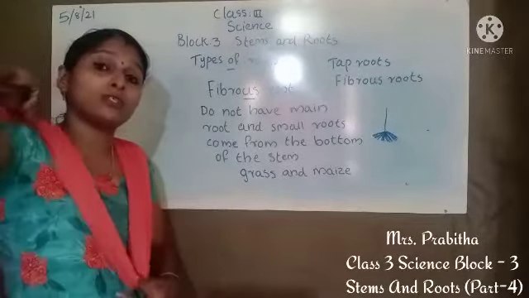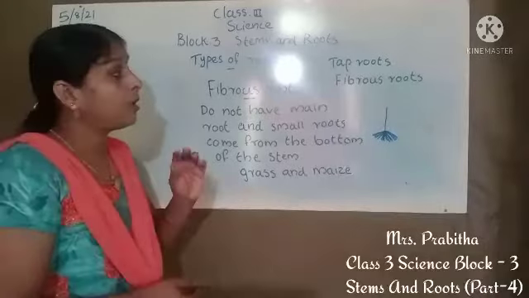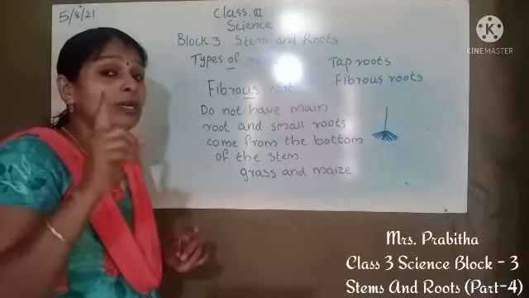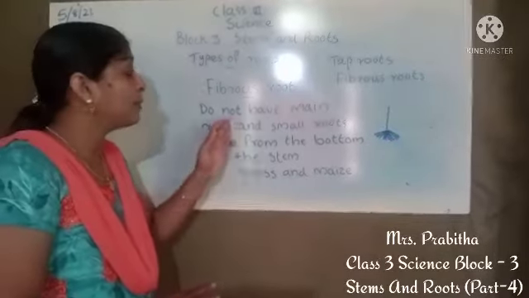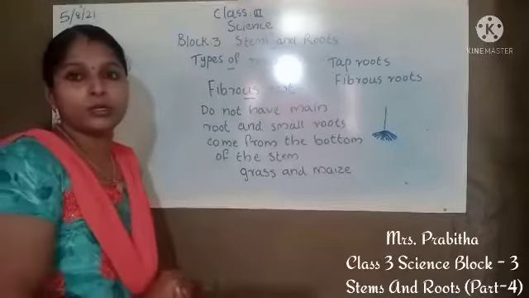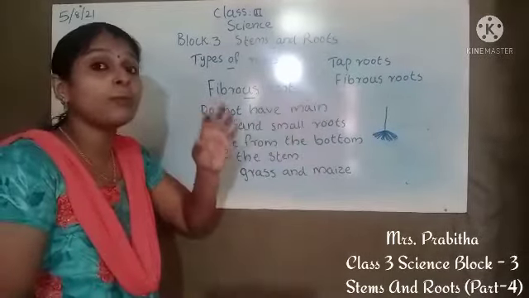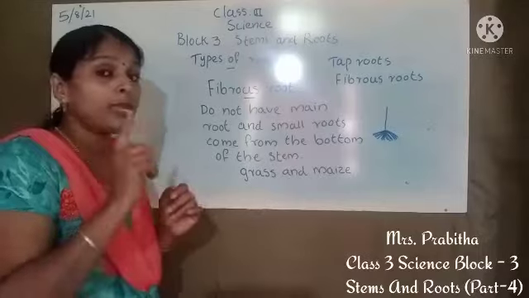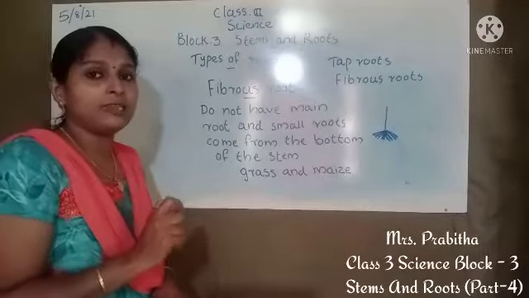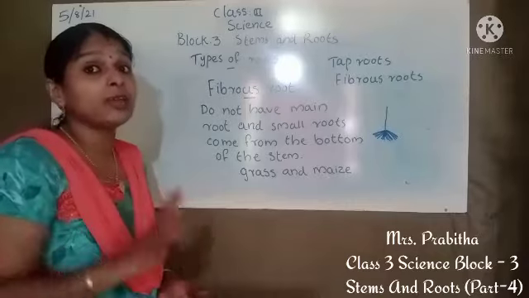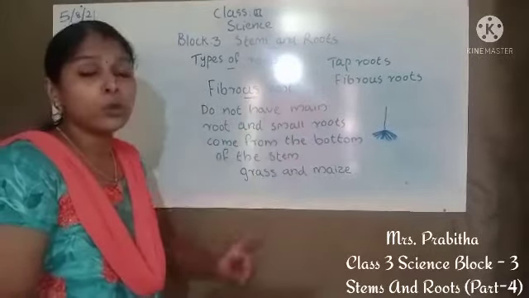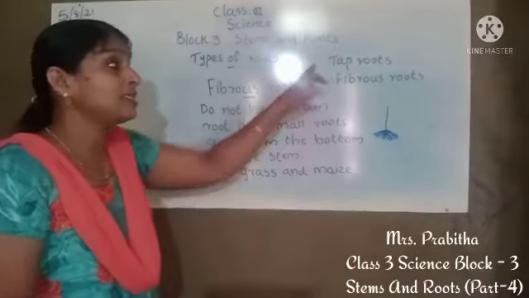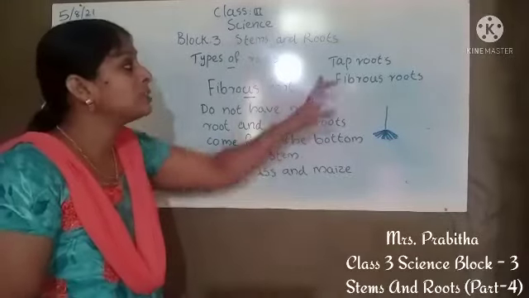So I hope everybody understood taproot and fibrous root. How can we differentiate taproot and fibrous root? Taproots have one strong main root, but fibrous root does not have a main root. Taproots have a strong main root and small roots come from the main root. This main root is called primary root and the small roots are called secondary root. Examples for taproot: tulasi, mango, jackfruit tree. Most of the trees have taproot.